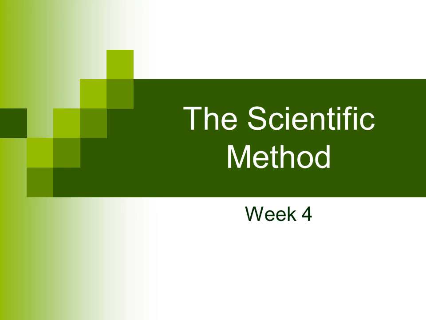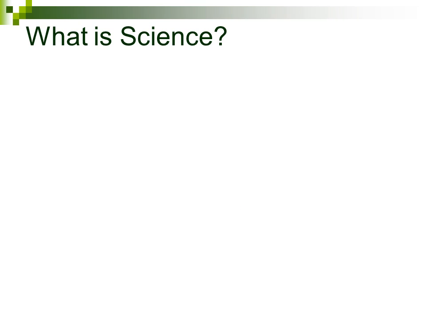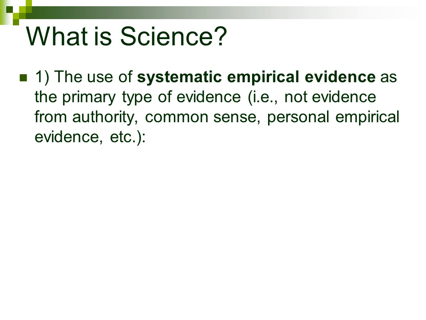Hello, everyone. Today I'm going to be talking about the characteristics of the scientific method. So, the first characteristic of science is the use of systematic empirical evidence as the primary type of evidence. The kind of evidence that is used to support theories and hypotheses in science is systematic empirical evidence, not the other kinds of evidence we've been talking about this semester. So, not common sense evidence, not evidence from authority, not anecdotes.